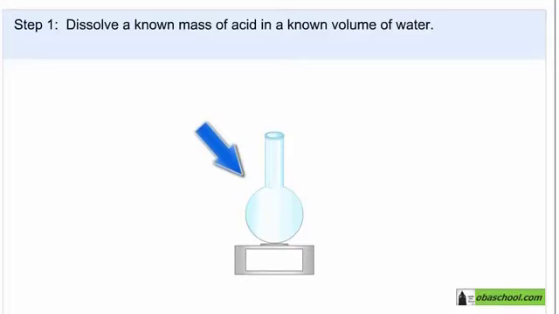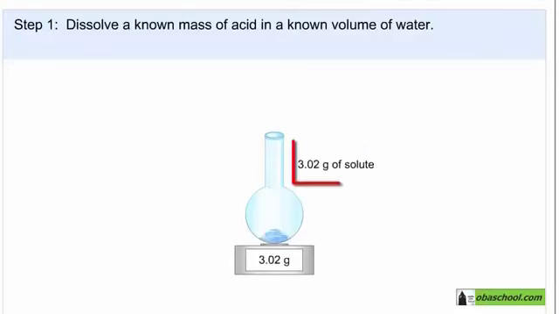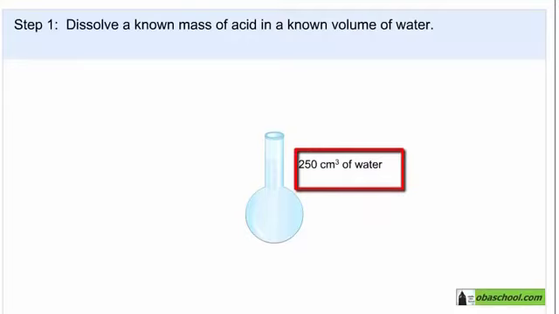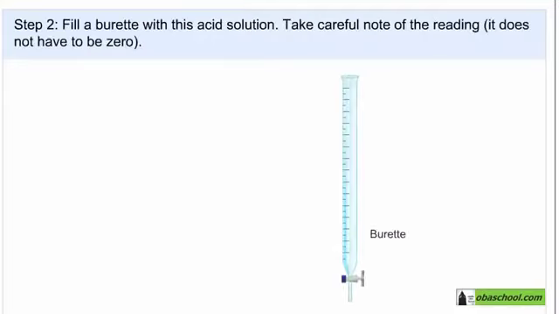Now we want to prepare it in this flask. We put it on the balance and weigh a known mass of acid. Look, we transfer the acid into the flask. We transfer 3.03 grams of solid acid and we add water. Then we dissolve the acid in the water very well. We add 250 cm³ of water.